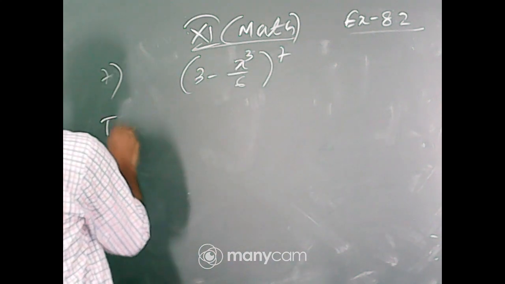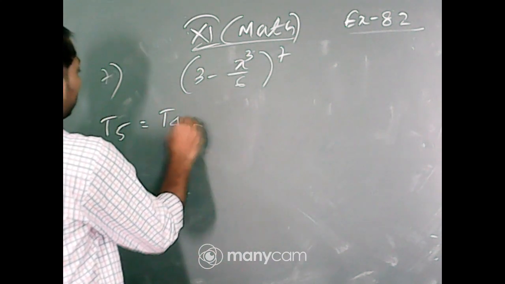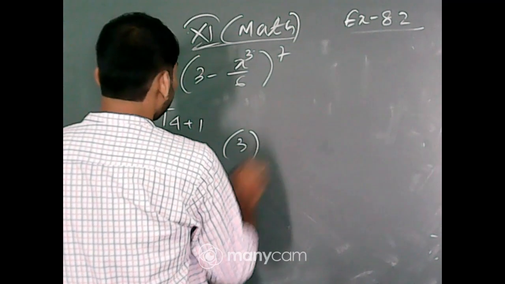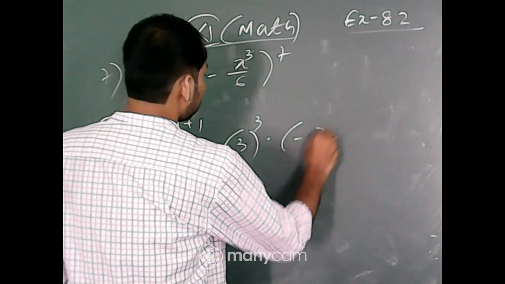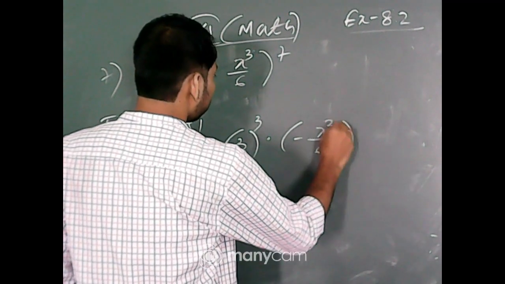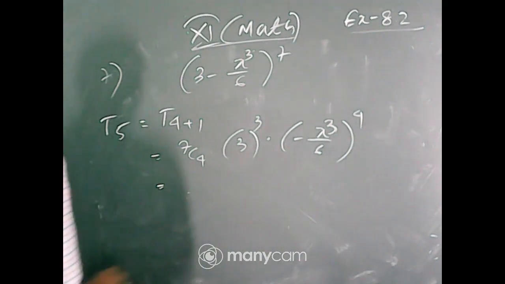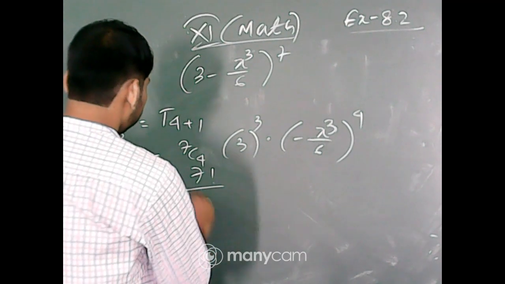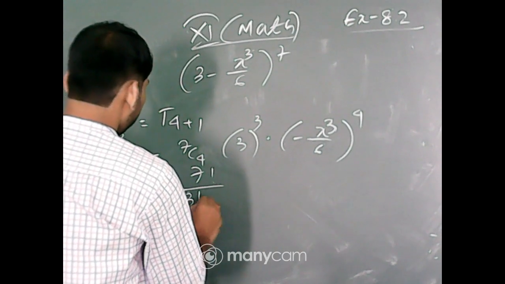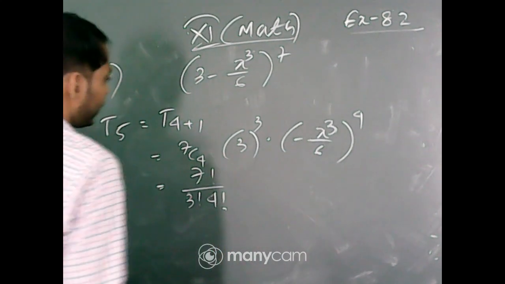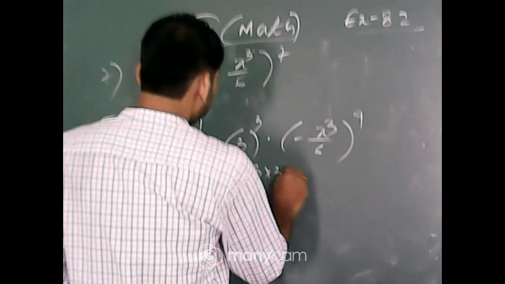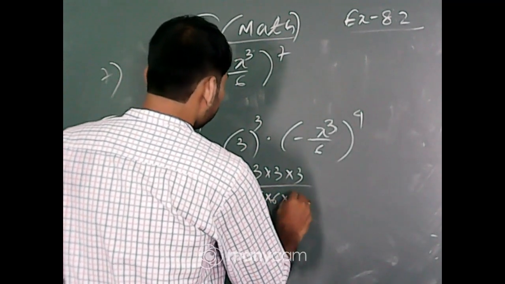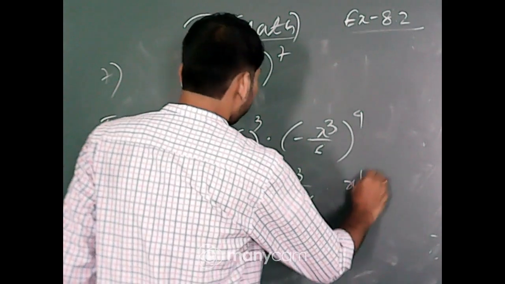Now we will find T5. That means you may write here T4 plus 1. That means it will be 7C4 into 3 to the power 7 minus 4, that is 3, into (minus x cube by 6) to the power 4. So 7C4, again 7 factorial by 3 factorial into 4 factorial, and here it will be 3 into 3 into 3 by 6 into 6 into 6 into 6 into x to the power 12.